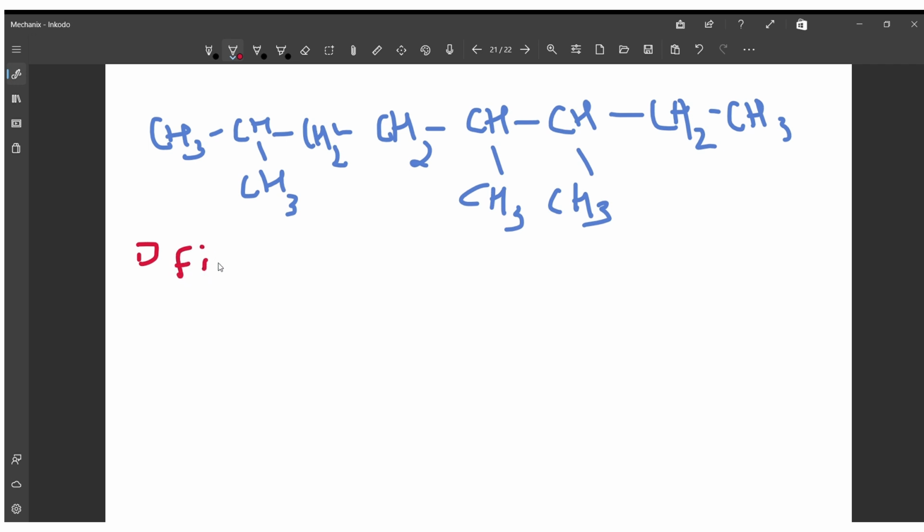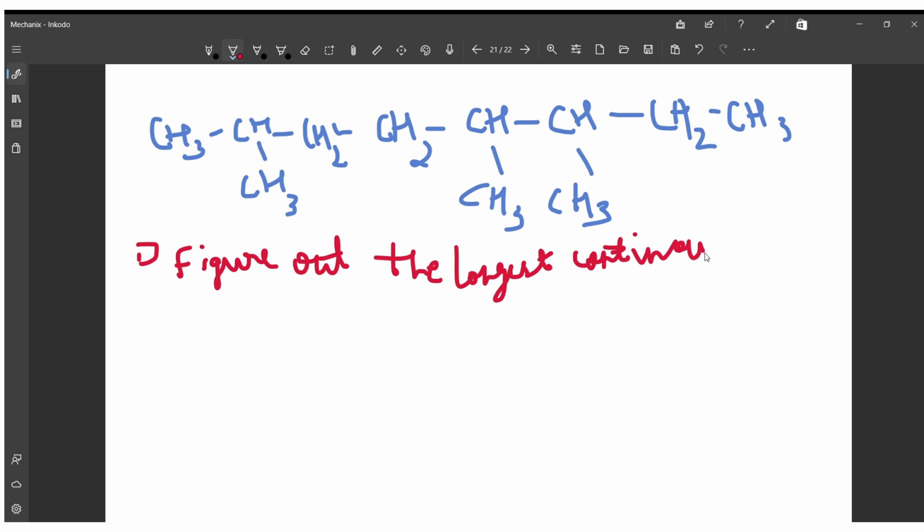figure out the longest continuous parent carbon chain, that is PC chain. So what do I mean with this? So let us for instance start numbering from this carbon. That's 1, 2, 3, 4, 5, 6, 7, and 8.